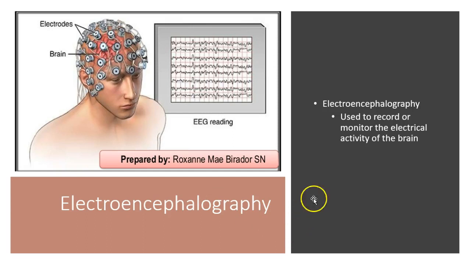All right, then we have electroencephalography. It's used to record and monitor the electrical activity of the brain. They put all of this on the head of a person who's had a stroke or something going on, a brain injury or something, and it monitors all the wave activities of the brain.